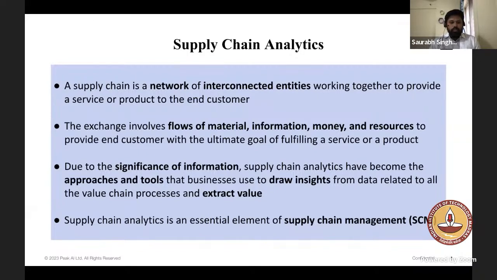Because of the significance of information and data involved in all these processes, supply chain analytics comprises the approaches and tools that businesses nowadays are effectively using to draw insights from this data and information related to the overall value chain process, and to extract value from it, right? And hence supply chain analytics becomes an essential element of supply chain management.